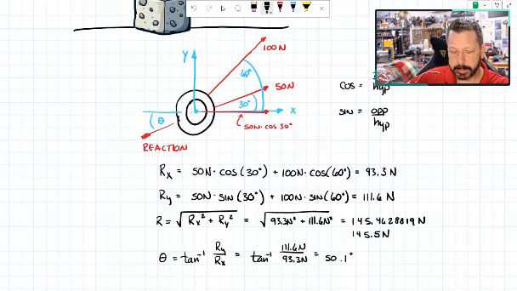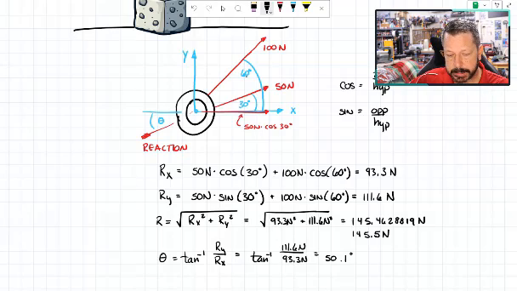This one, Rx and Ry are both positive. That makes it quadrant 1, which the 50 degrees is in quadrant 1. Sometimes you have to add 90 or 180 or 270 even, depending on what kind of set of X and Y components you have.